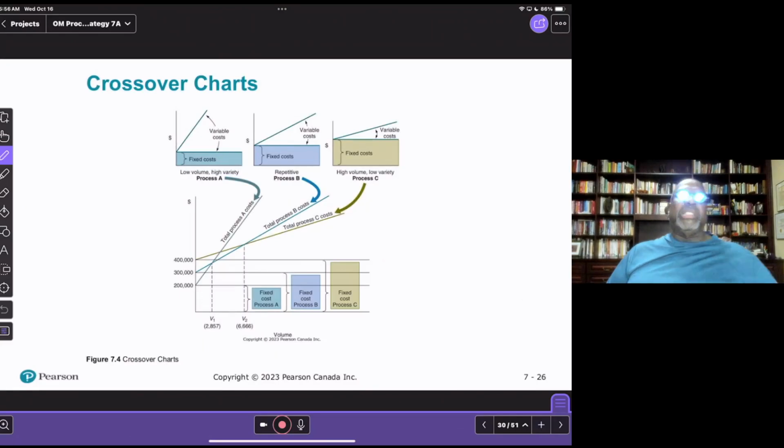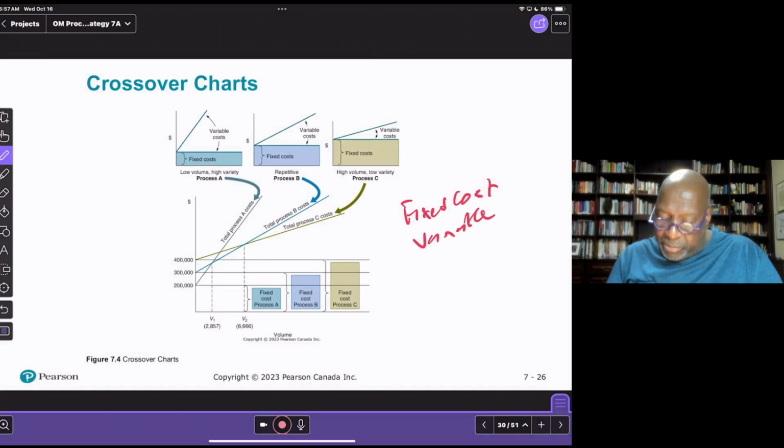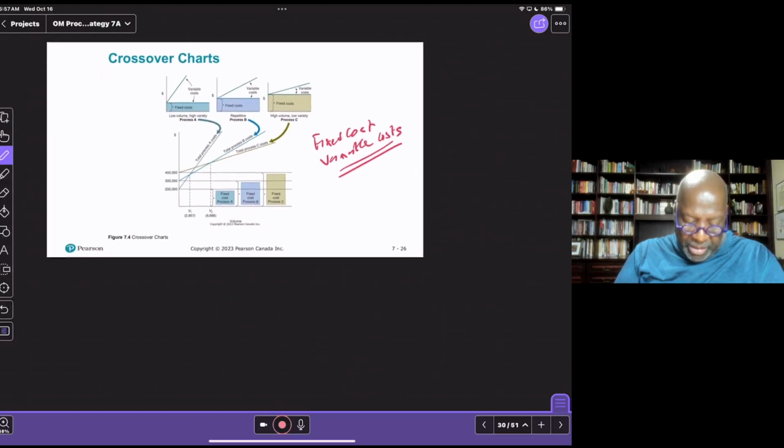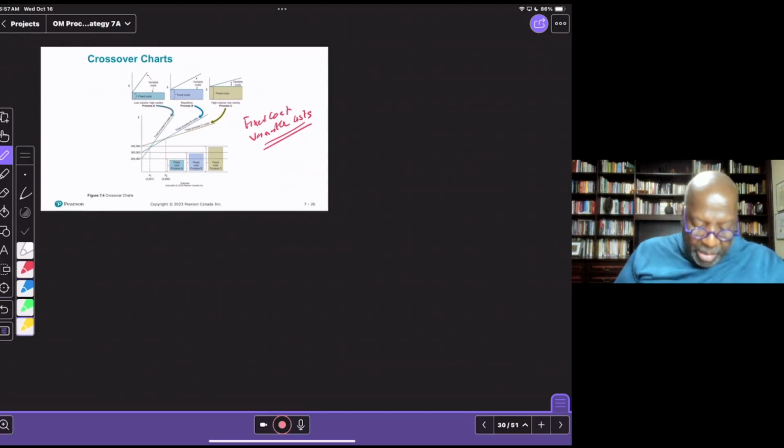Let's talk a bit about this concept of a crossover chart. So crossover charts essentially recognize that you have different processes, and the different processes could have different fixed costs and variable costs. So a crossover point is really where any two functions meet. So if we think about it in terms of functions, just move this over here for a second. And let me grab my yellow for that.